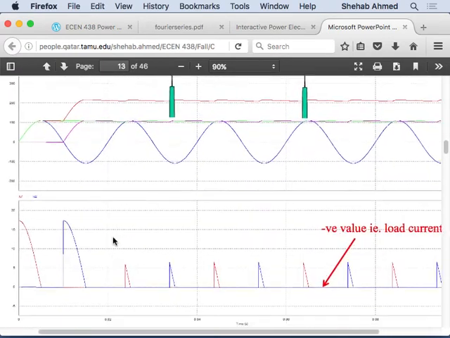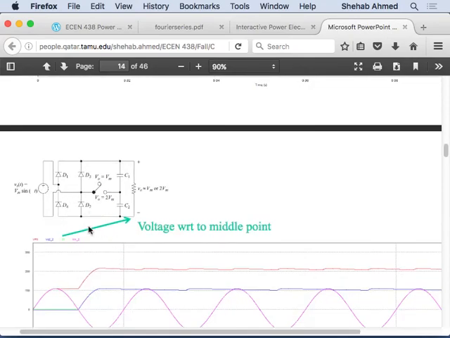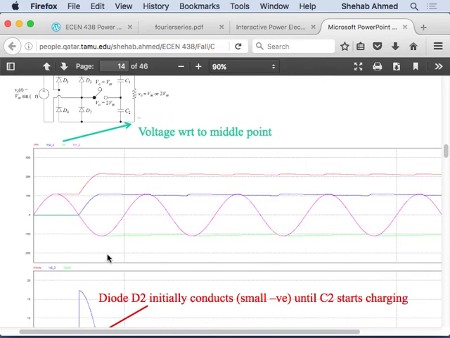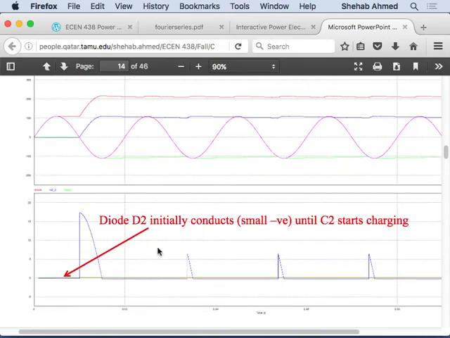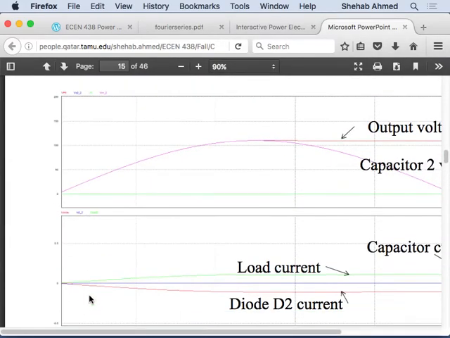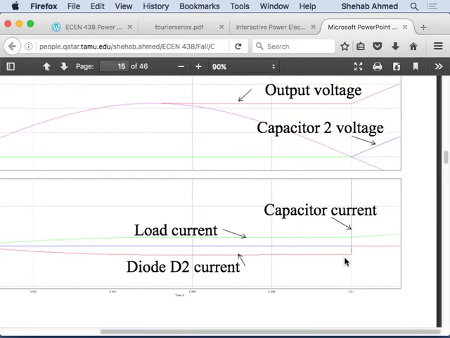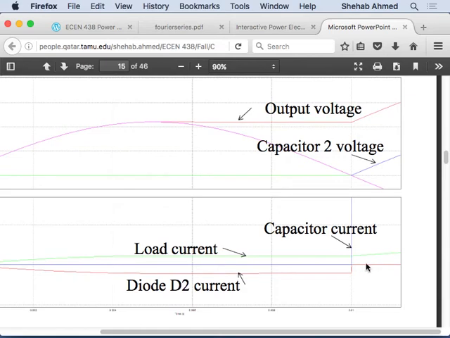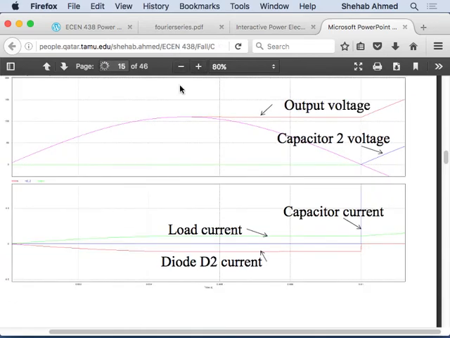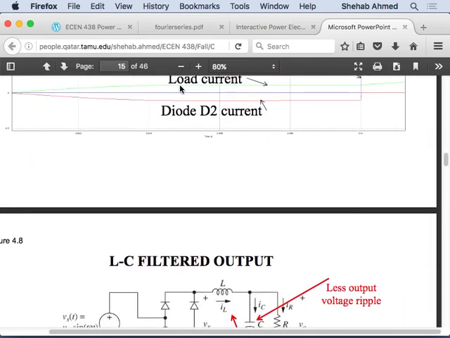I think that's what I was simulating. If you go back here, I was simulating the full wave, the one with the four switches, with the four diodes. And I was talking about D2 initially conducting. I zoomed in on diode D2 current, and then it becomes 0. Diode D2 never conducts again. Okay? So any questions on those?